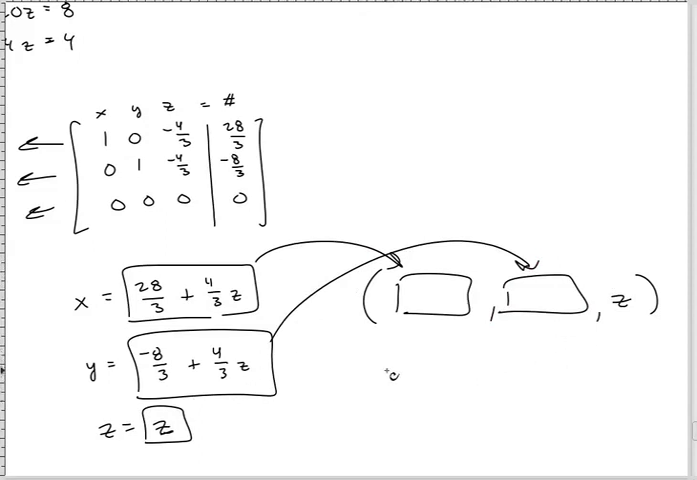And so there's a name for this one. It's called dependent. That's another way to say infinite solutions, because your z could be anything. Is your z 0? Well, it could be. Is your z 1? Well, it could be. Could z be 100? Yeah.